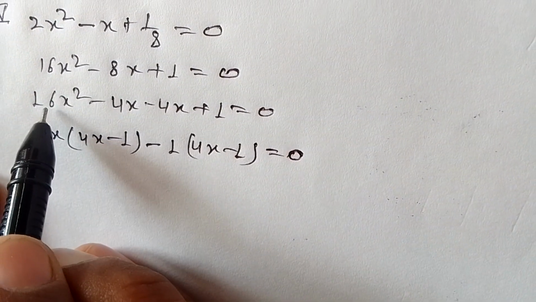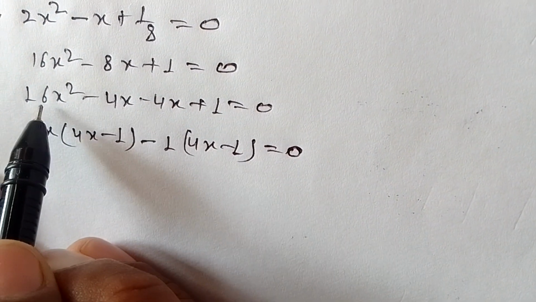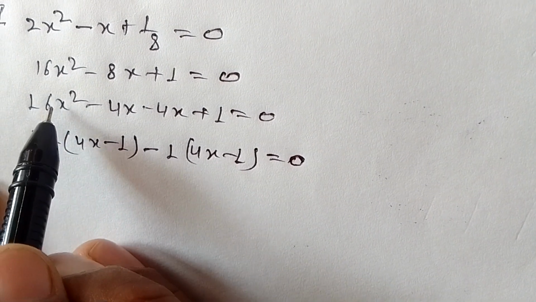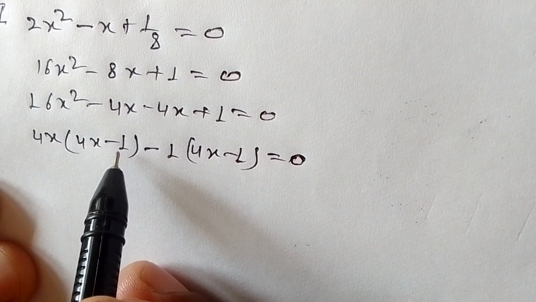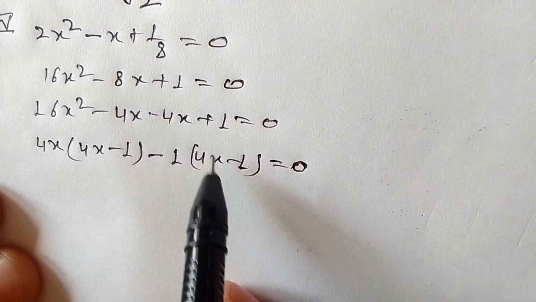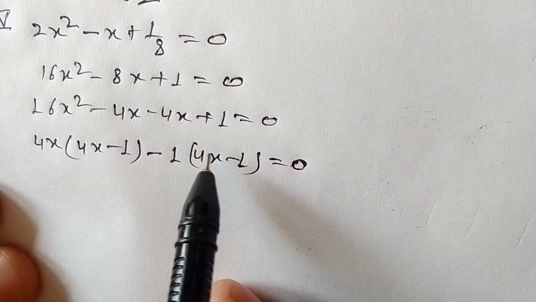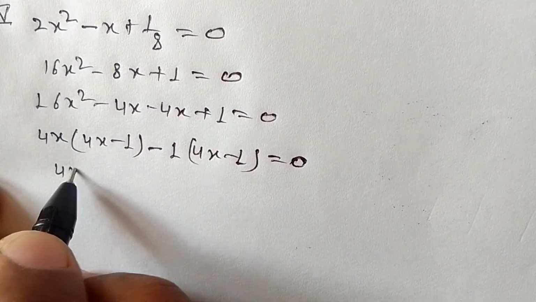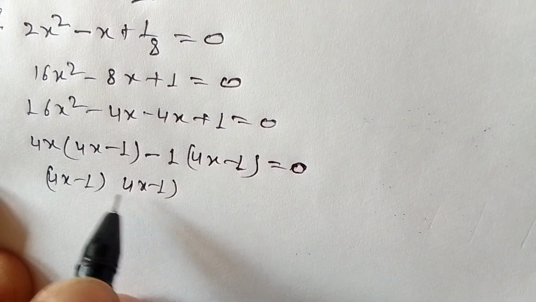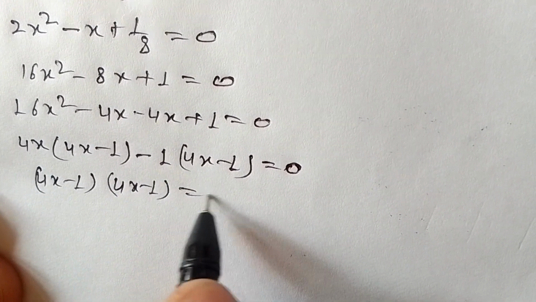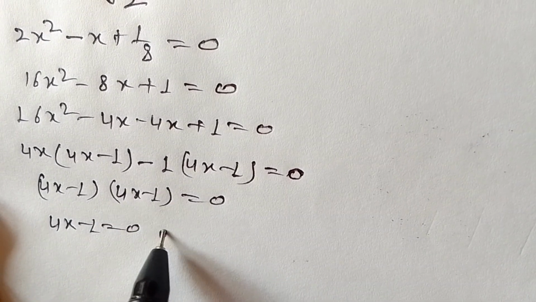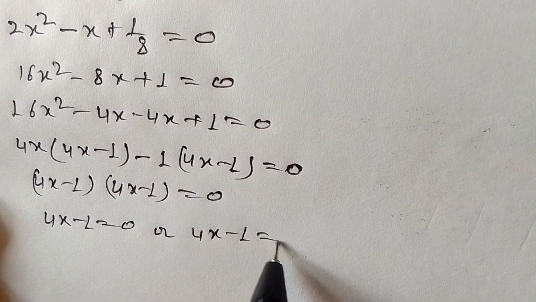Because in this case 16x² − 4x, the common factor is 4x, and 4x multiplied by 4x is 16x² and 4x multiplied by 1 gives −4x, and similarly the 1 makes the product of this term. So (4x − 1) is the bracketed term and the terms outside the bracket make the other factor, equal to 0. So it becomes 4x − 1 = 0 or 4x − 1 = 0.